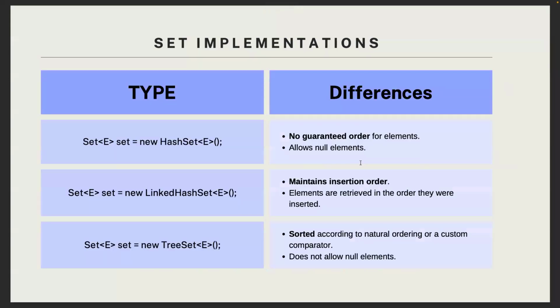Okay, set implementations. There are 3 types of implementations for set interface. First one is HashSet. Second one is LinkedHashSet. Third one is TreeSet. But most of the time in real work environments we use HashSet. What's the difference?